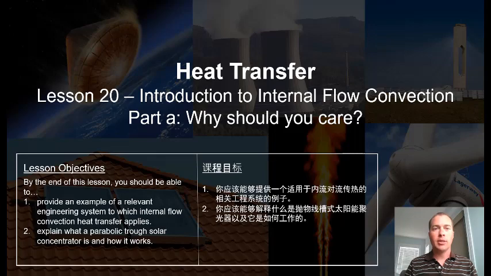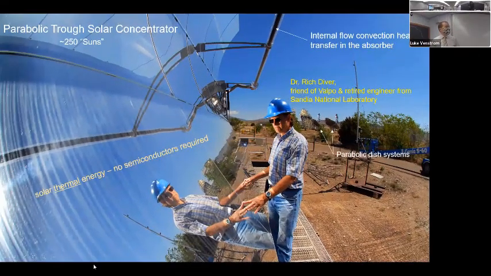I will try to answer the question, why should you care about internal flow convection heat transfer? By the end of this lesson, you should be able to provide an example of a relevant engineering system to which internal flow convection heat transfer applies. You should also be able to explain what a parabolic trough solar concentrator is and how it works. On with the lesson. Internal flow convection heat transfer.